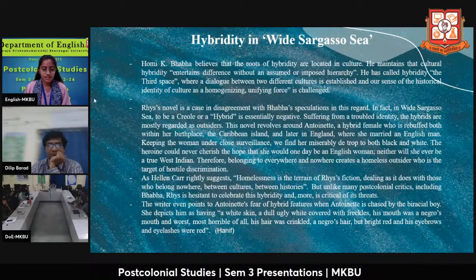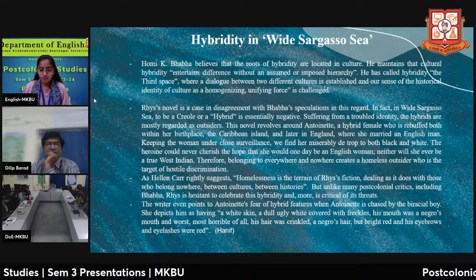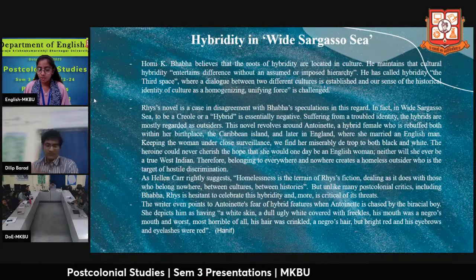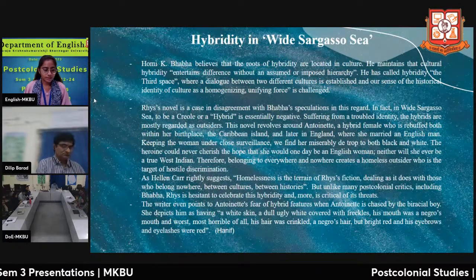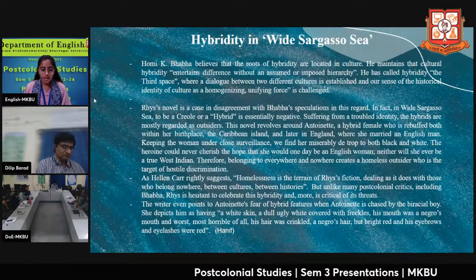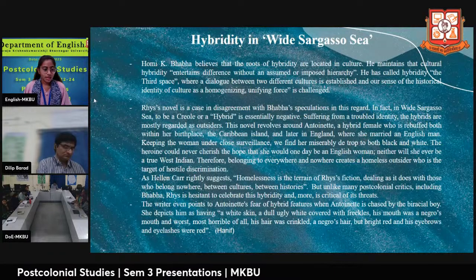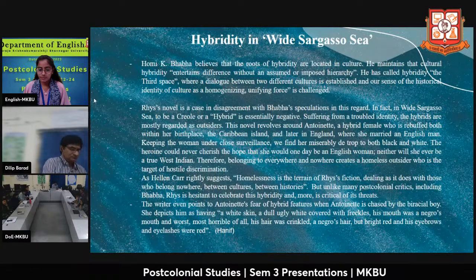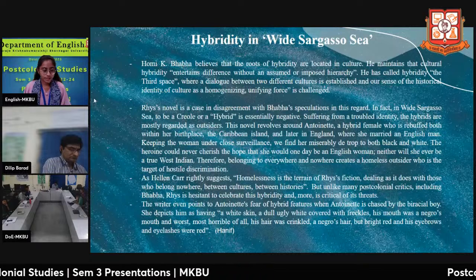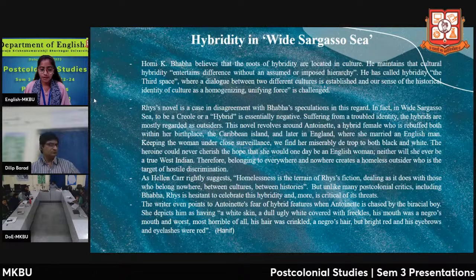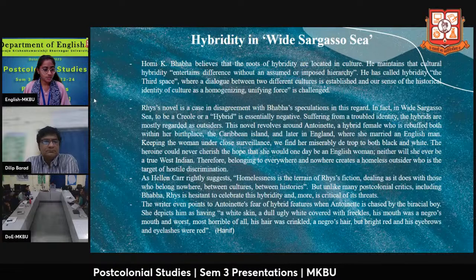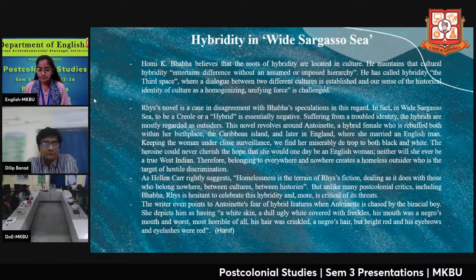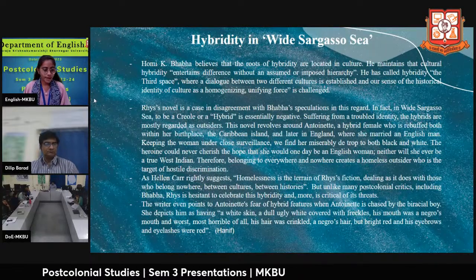As Helen Carr rightly suggests, homelessness is the terrain of Rhys's fiction, dealing as it does with those who belong nowhere, between cultures, between histories. But unlike many post-colonial critics, including Bhabha, Rhys is hesitant to celebrate this hybridity and is more critical of its interests. The writer even points to Antoinette's fear of hybrids, which features when Antoinette is chased by a biracial boy. She depicts him as having white skin, a dull, ugly white, covered with freckles. His mouth was a Negro's mouth, and worst, most horrible of all, his hair was crinkly, a Negro's hair, but bright red, and his eyebrows and eyelashes were red.